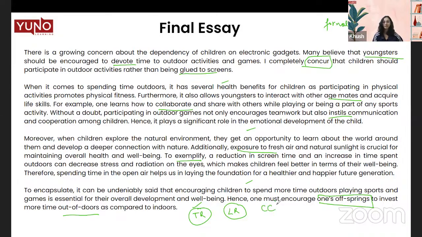Next, we have coherence and cohesion. When we talk about coherence and cohesion, it's about connecting the dots between these ideas. Are they connecting overall? Is there a flow, a sense of rhythm to your essay? How can we make sure that is happening?